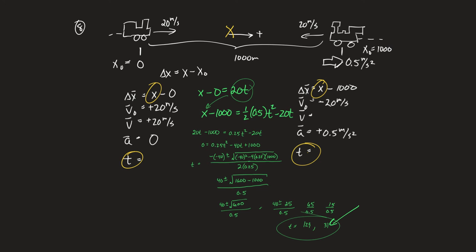So which time do we use? We use the 31 seconds. So where does that happen? 20 times 31, which is when x equals 620? That's where they meet. Yay.